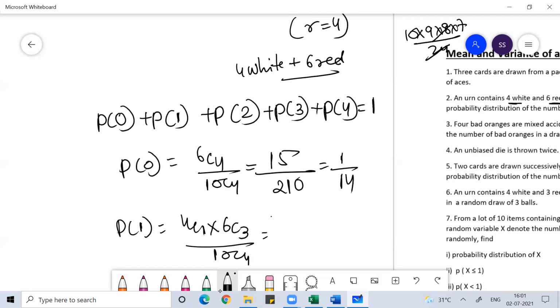Then the probability of getting 1 white ball, that would be 4C1 into 6C3 divided by 10C4. 4C1 is 4, 6C3 is 20, divided by 210. It gets cancelled. This would be 8 by 21.